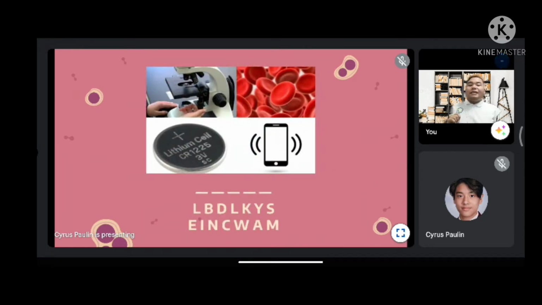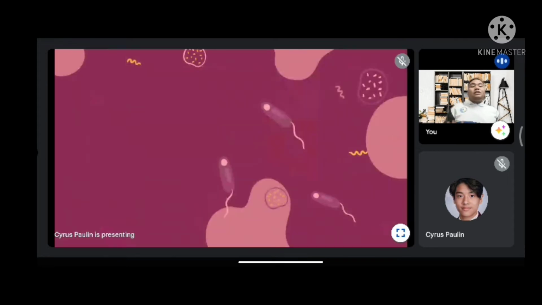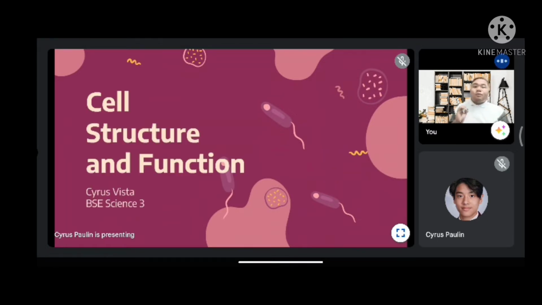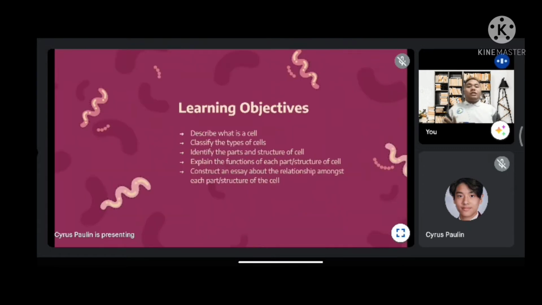Very good, cells. So based on those pictures, what do you think will be our lesson for today? Very good. We will be talking about cells, specifically cell structure and function. So let me present first our learning objectives.